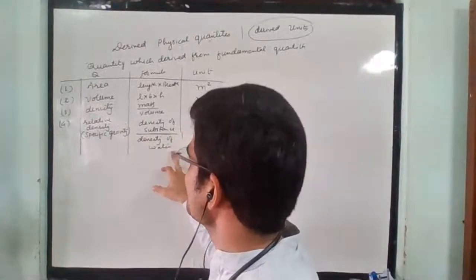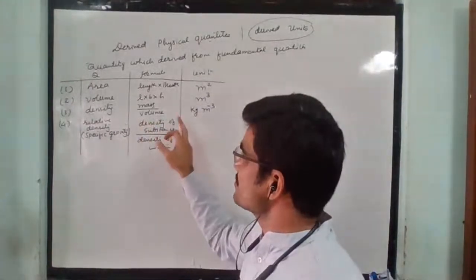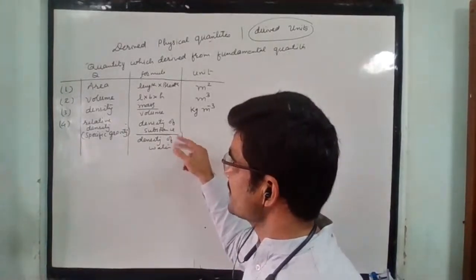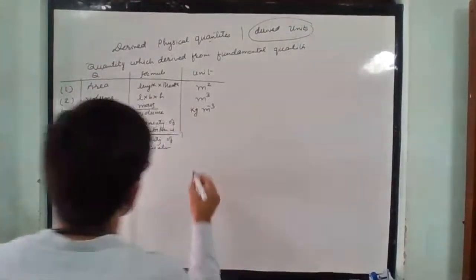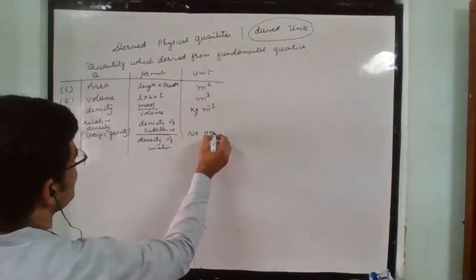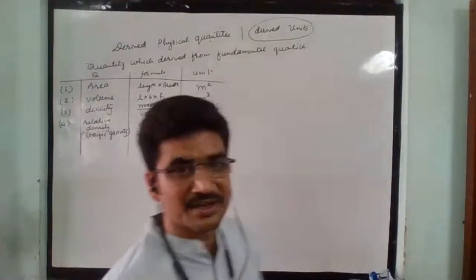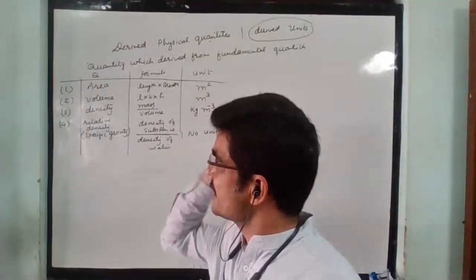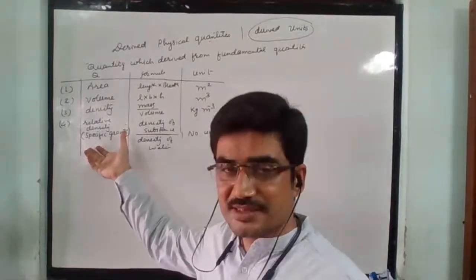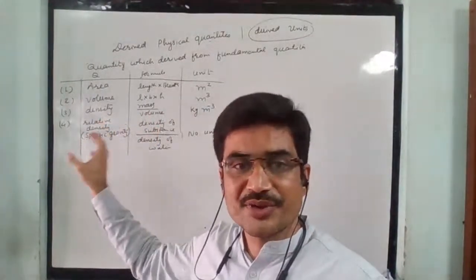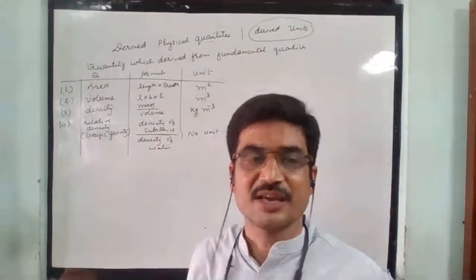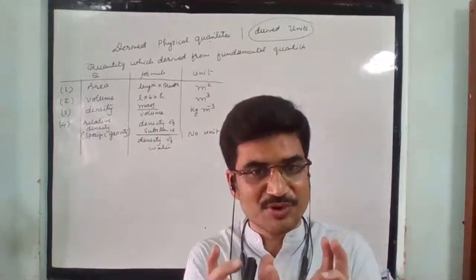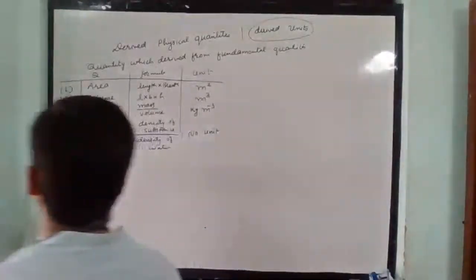And this has no unit, because in the numerator there is a density, and in the denominator there is a density, so the ratio is without any unit. You can say it is unitless. So specific density or relative density is a unitless quantity. In physics you will see some unitless quantities that are a pure number.